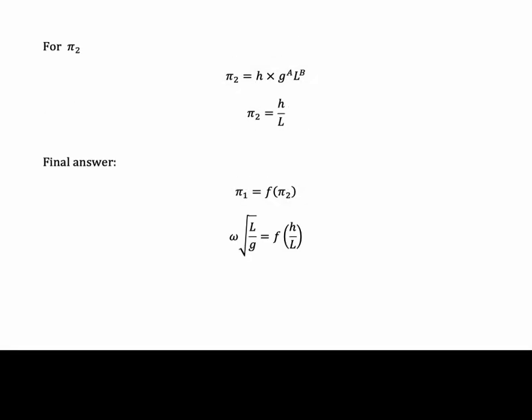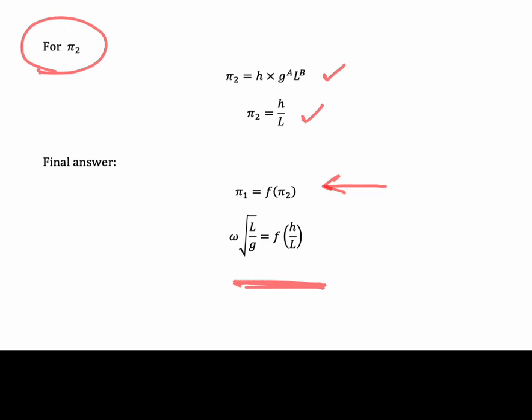Then we solve for pi 2. This is the mathematical expression, and then we get pi 2 is h over L. Your final answer should become like this, because you need to fulfill the final expression, which is that pi 1 is a function of pi 2.